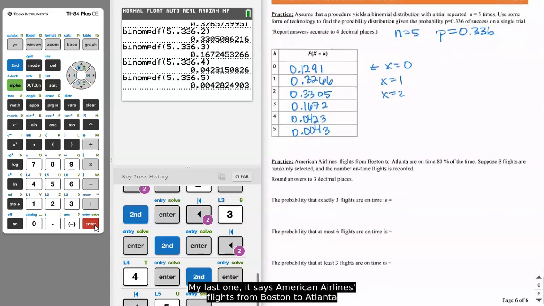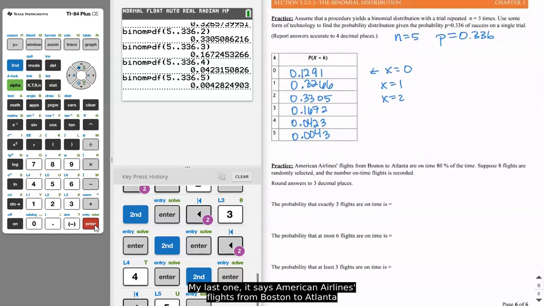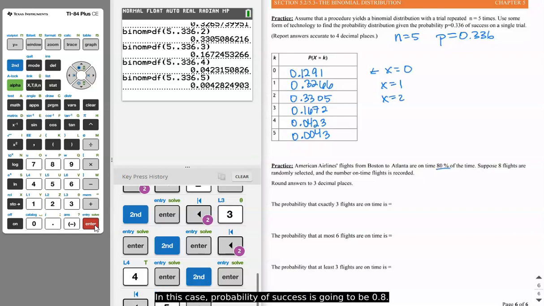Okay. So my last one, right? It says American Airlines flights from Boston to Atlanta are on time 80% of the time. Suppose 8 flights are randomly selected and the number of on-time flights is recorded. So in this case, probability of success is going to be 0.8, and n is going to be 8 because we had 8 flights.